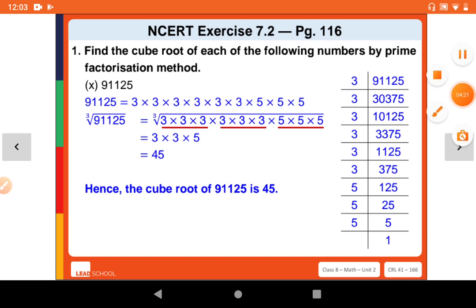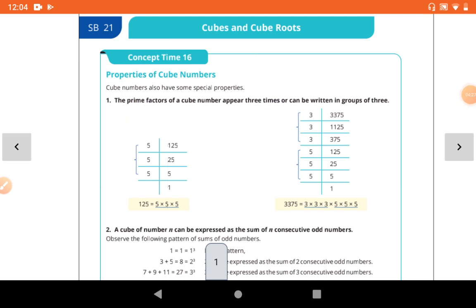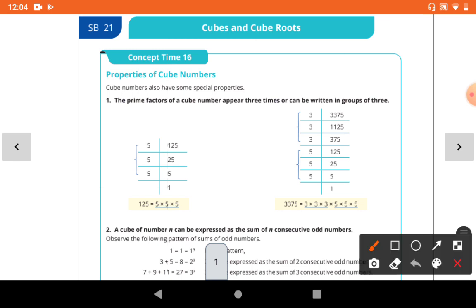And now we shall start our next topic. Having a short recap, we had studied that cube numbers have two properties, which are given at SB 21 in your supplementary book. This is property 1 and this is property 2. In cube numbers, the prime factorization has triplets as groups. But if in the prime factorization the triplets are not getting completed, then we need to complete the triplets so that we can make the given number a perfect cube.